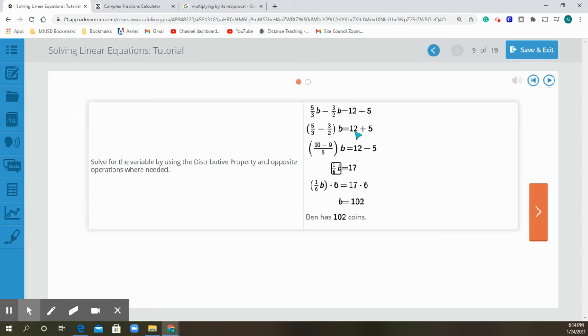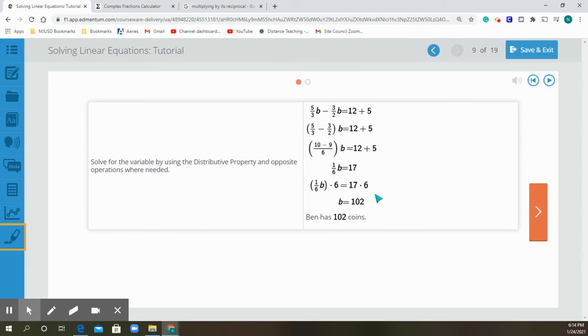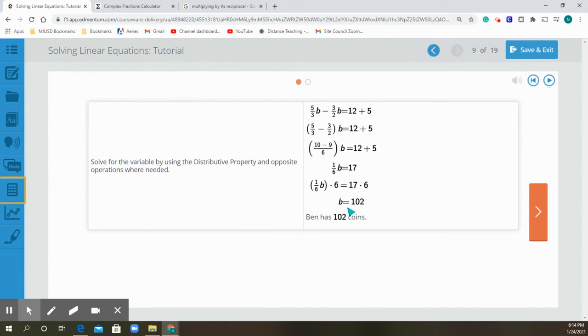They have 12 plus 5 equals 17. I'd like to highlight that. I can't seem to highlight that. That's unfortunate. Yeah, it won't let me highlight it. That would sure be nice. All right, and then it's simple multiplication of the 6 to get the B by itself. 17 times 6 equals 102. Remember, use your tools. Don't try to do this stuff in your head. That's insanity. So Ben has 102 coins.